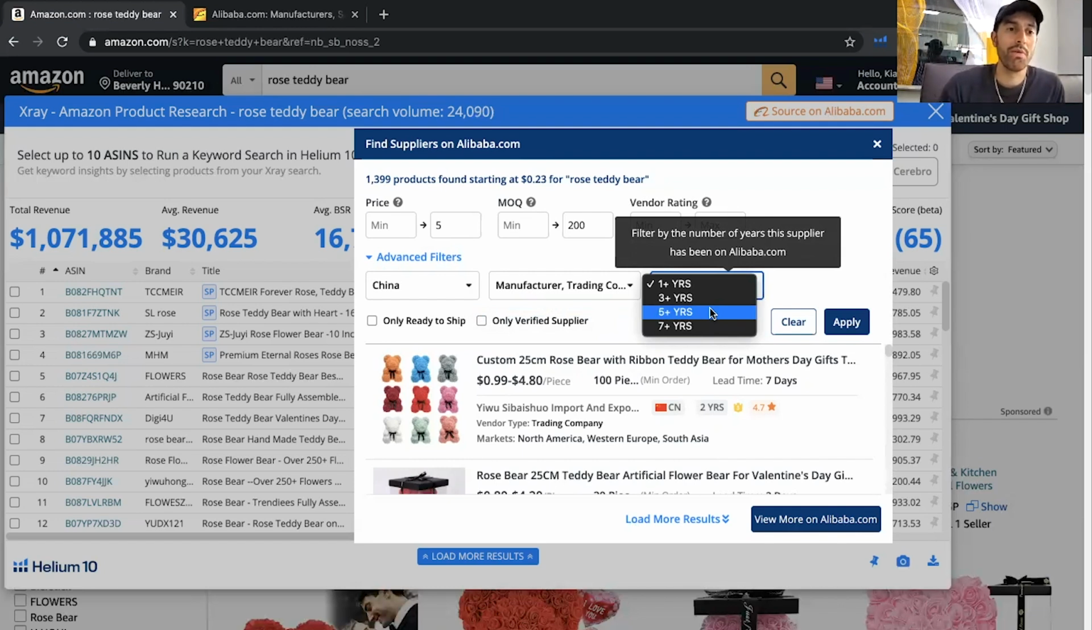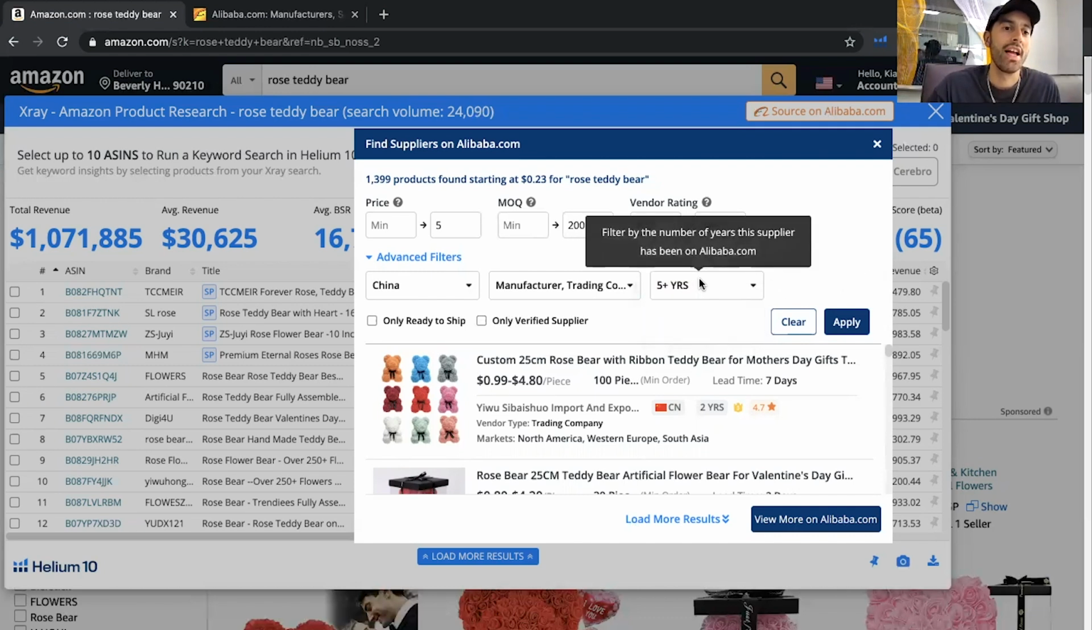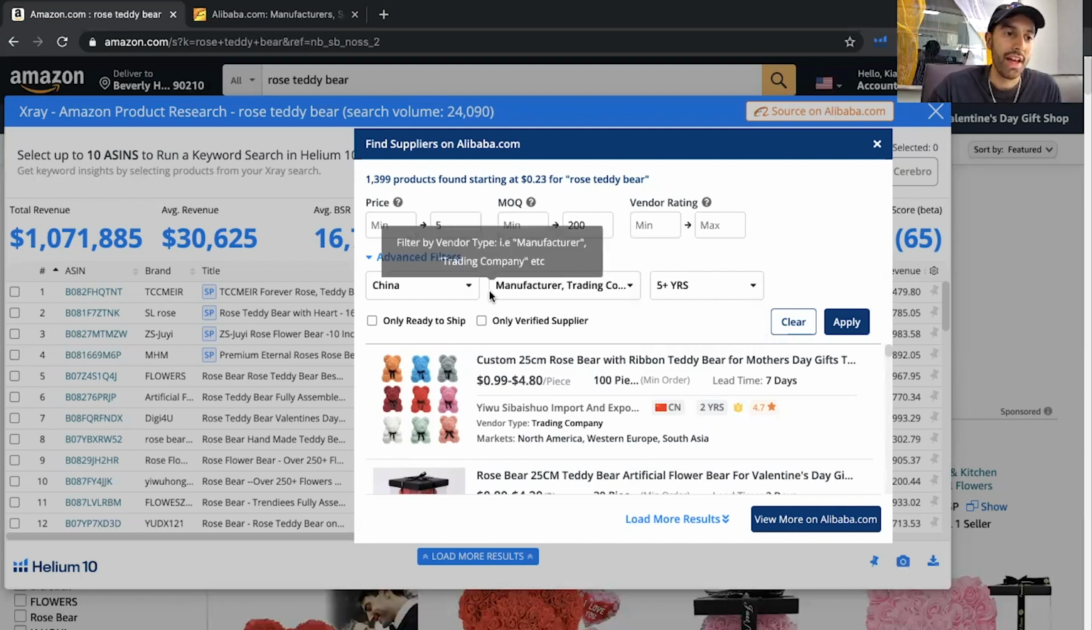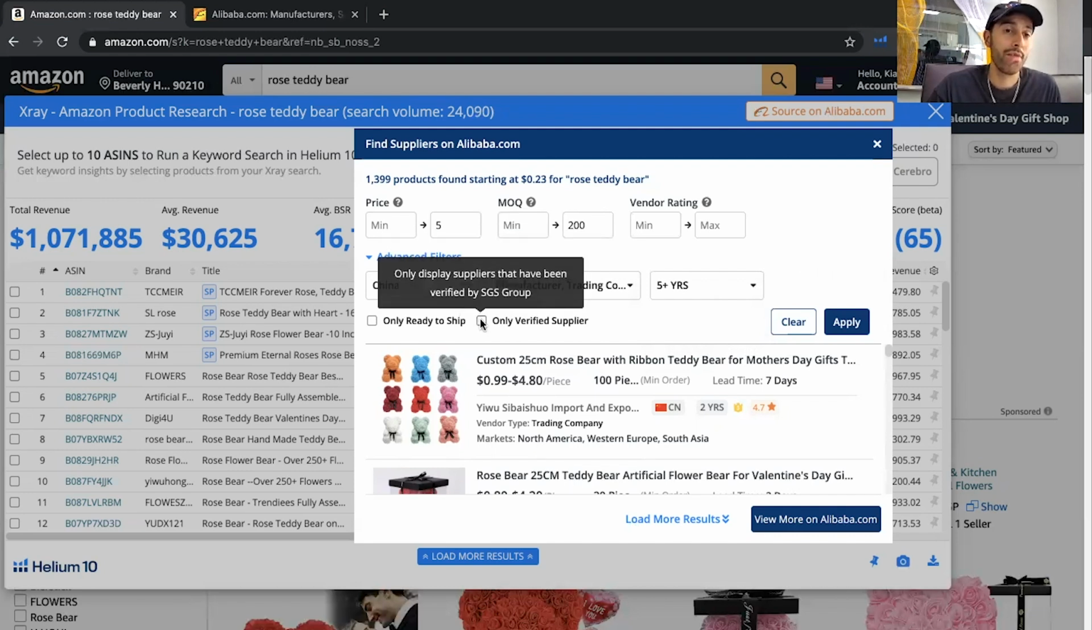And I don't want to be working with a supplier which has just jumped onto the platform in the last couple of years. They're more likely to be just trying to take advantage of these online sales and add on a margin and then take it to a factory themselves. So I would like to just work with the factories which have been here for a long time. So it's like 5 years. And then I only want to be working with verified suppliers as well.